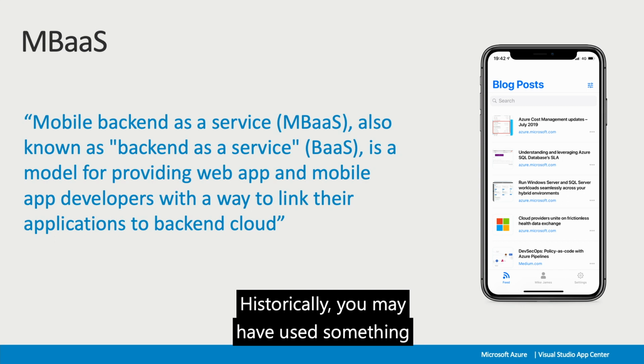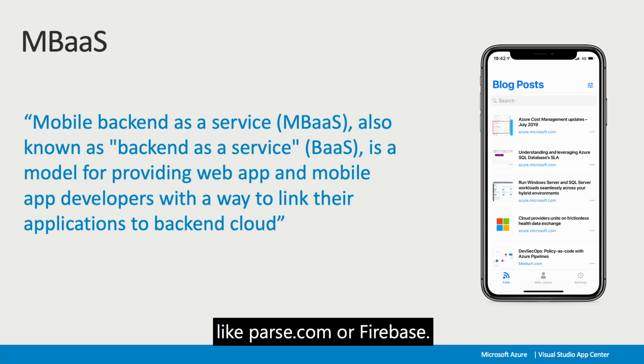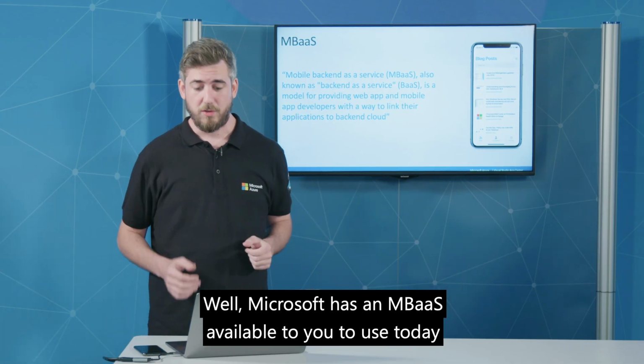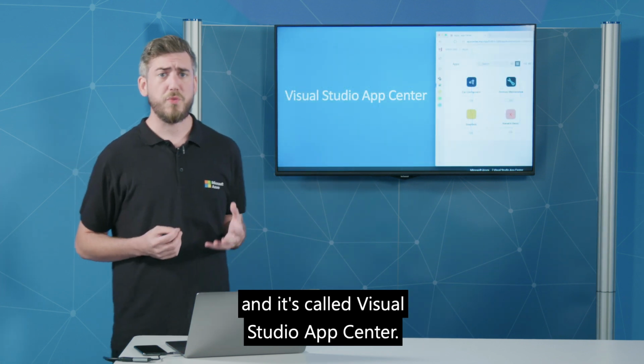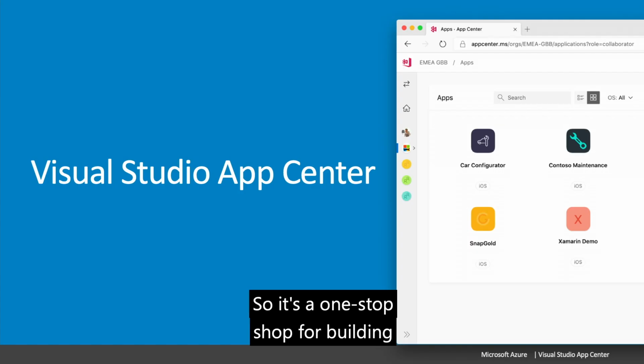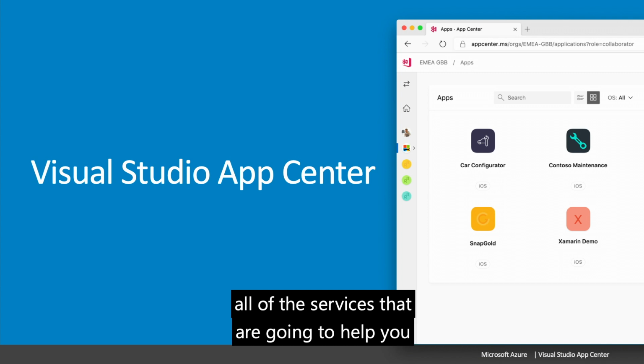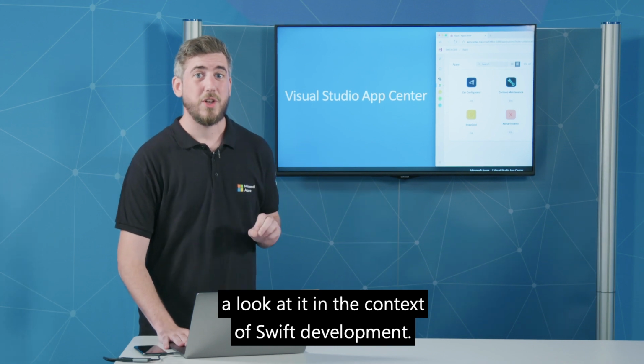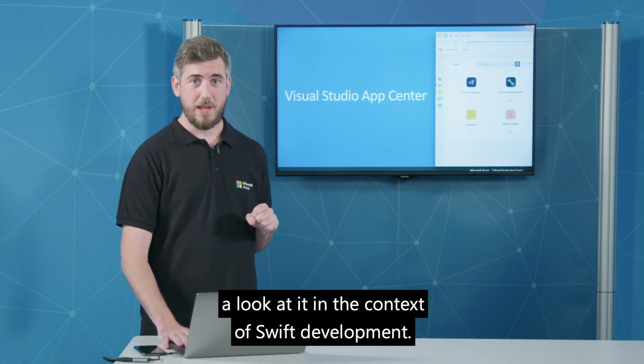Historically, you may have used something like PaaS.com or Firebase. Well, Microsoft has an MBaaS available to you to use today. And it's called Visual Studio App Center. So it's our one-stop shop for building all of the services that are going to help you build a 5-star mobile app. And today we're going to be having a look at it in the context of Swift development.